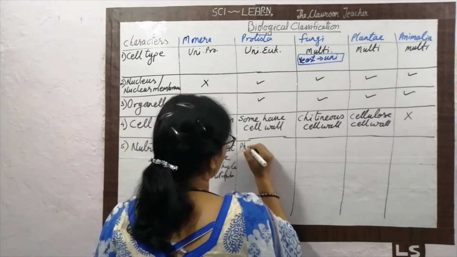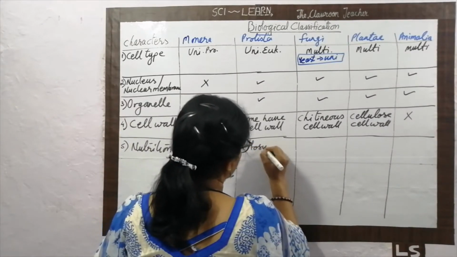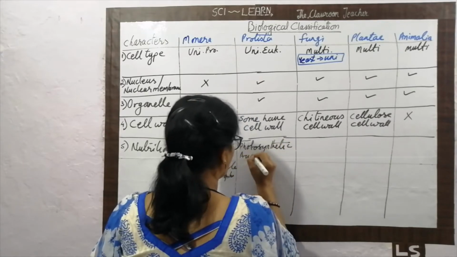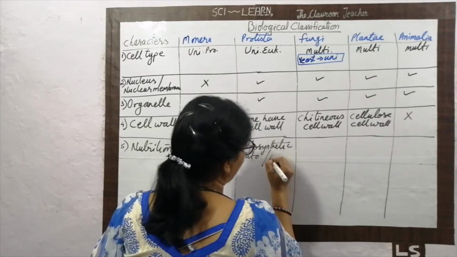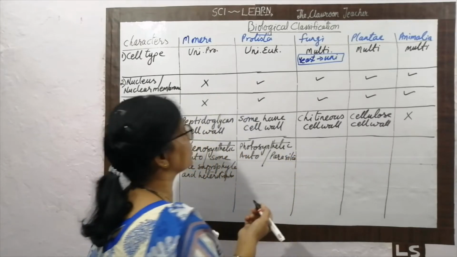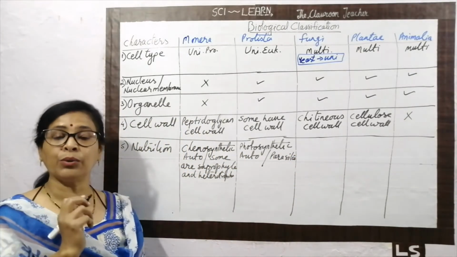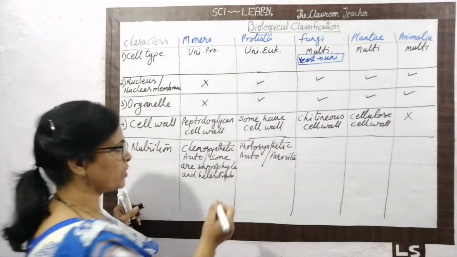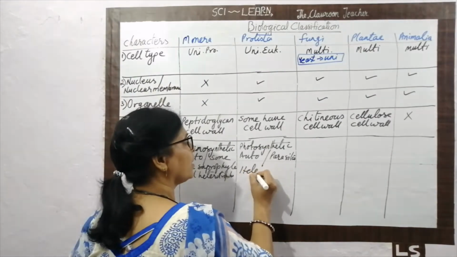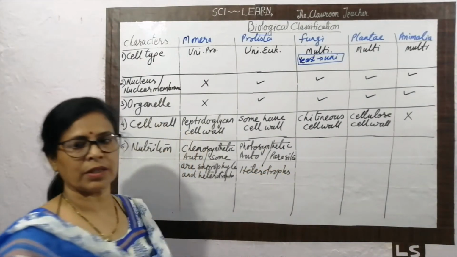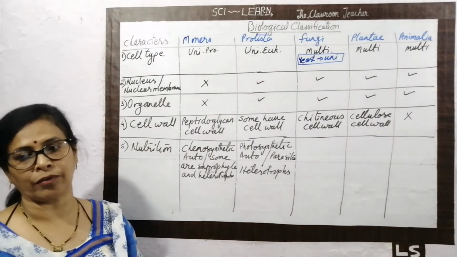These are the photosynthetic autotrophs. But they are parasites also. Some parasites are present in the group of unicellular eukaryotes, the Protista. If parasites are there, they are heterotrophs also. Parasitic nutrition is actually a heterotrophic nutrition.